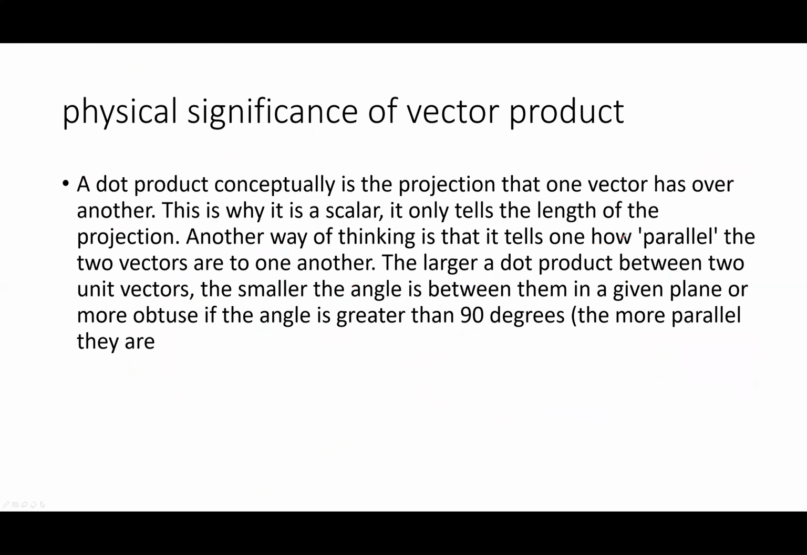Physical significance of vector product. A dot product conceptually is the projection that one vector has over another. This is why it is a scalar. It only tells us the length of the projection. Another way of thinking is that it tells one how parallel the two vectors are to one another. The larger the dot product between two unit vectors, the smaller the angle between them in a given plane; they are more obtuse if the angle is greater than 90 degrees, and the more parallel they are, the larger the dot product.